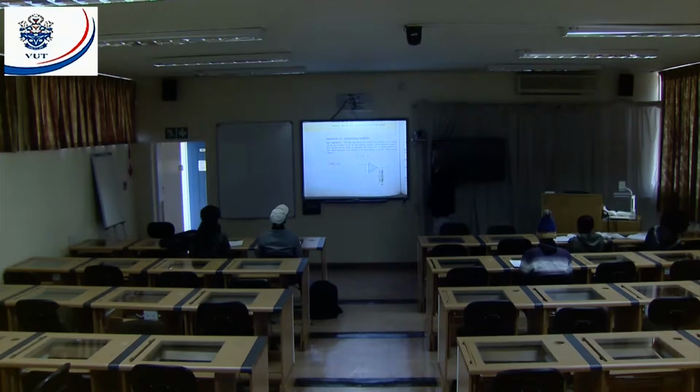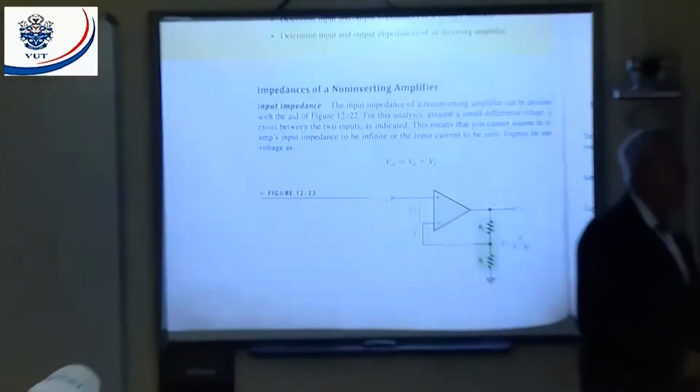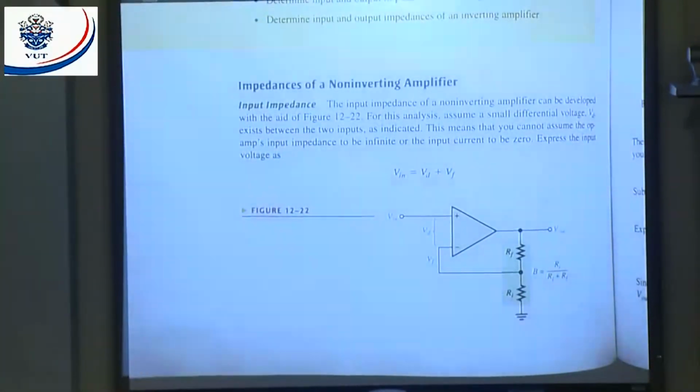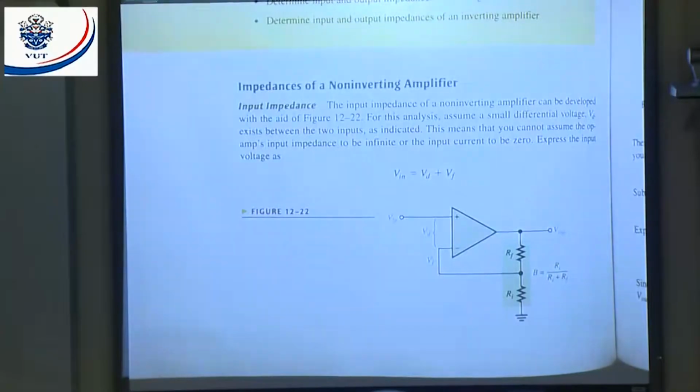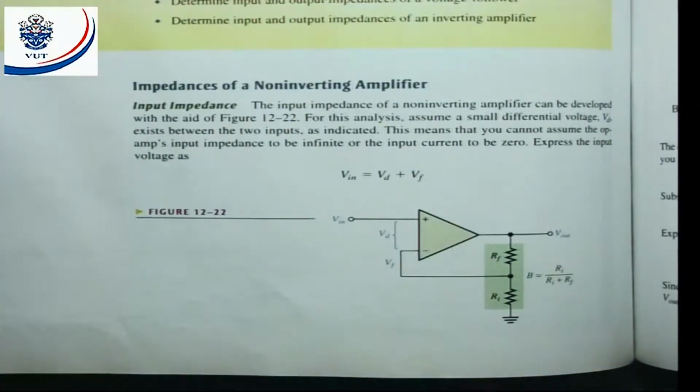All right. First of all, we're going to have a look at the non-inverting amplifier. What will the effects be on the non-inverting amplifier? We're going to look at the input impedance. What's going to happen to my input impedance? We know the device itself has a certain input impedance. Now, when I apply negative feedback, what is going to happen to the overall input impedance of the amplifier?